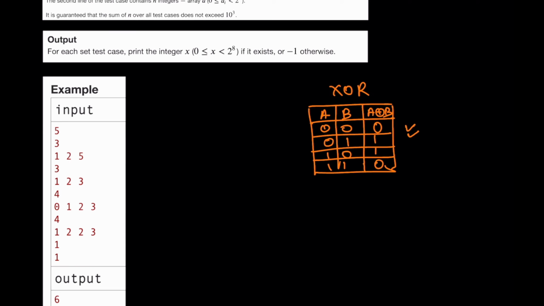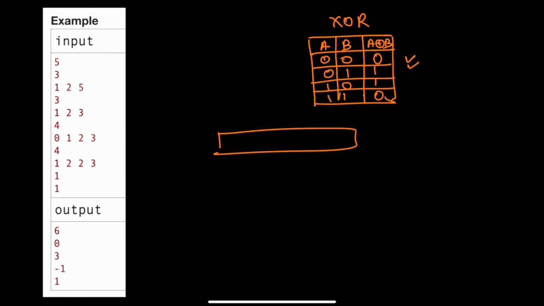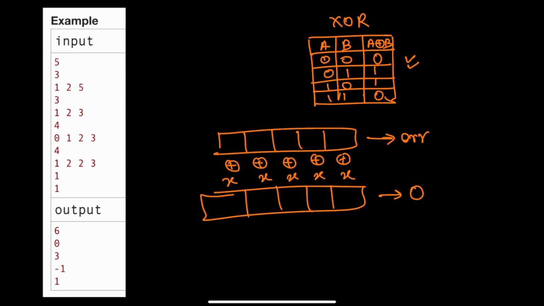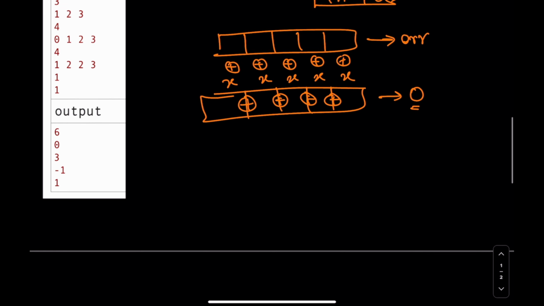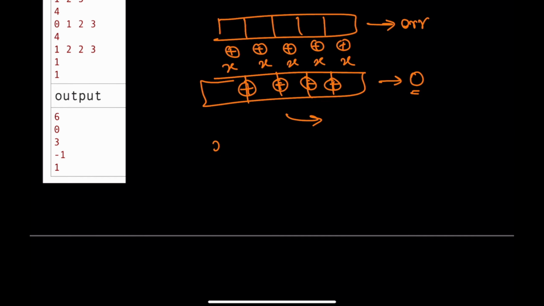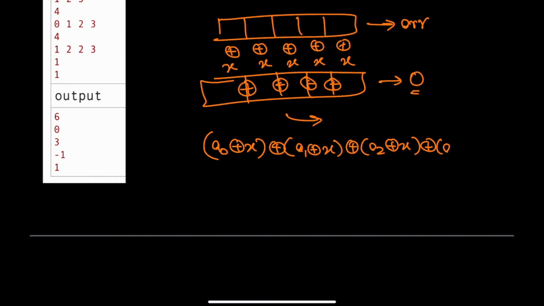So this is the XOR. Now we'll be given an array A. We need to XOR this with an element x such that the overall XOR of this new array is 0. So let's first see what the final array is. The final array would be A of i XOR x, XOR with A of i plus 1 XOR x. Let's say A of 0 XOR x, XOR with A of 1 XOR x, XOR with A of 2 XOR x, XOR with A of 3 XOR x, and so on.